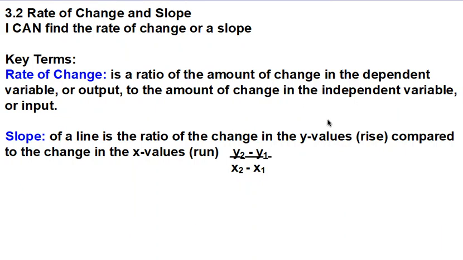All right, so we're doing 3.2. We're talking about rate of change and slope. So I can find the rate of change or a slope. Rate of change is a ratio of the amount of change in the dependent variable or output to the amount of change in the independent variable or the input. But guess what? That's this same ratio, y over x. So it's still our constant that we're trying to find. We're just giving it a term of rate of change. It's the rate at which the information changes.